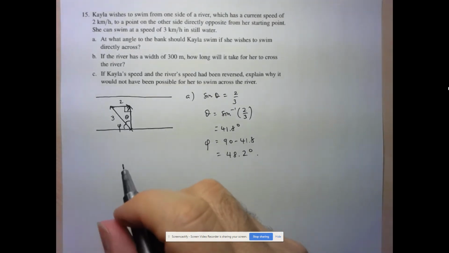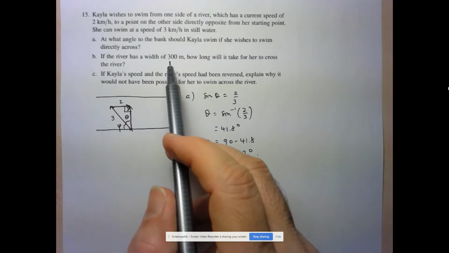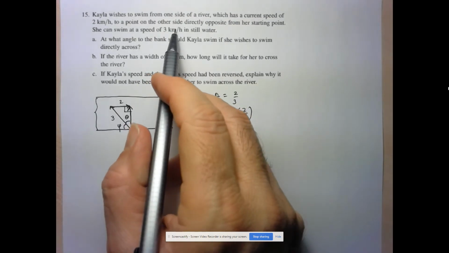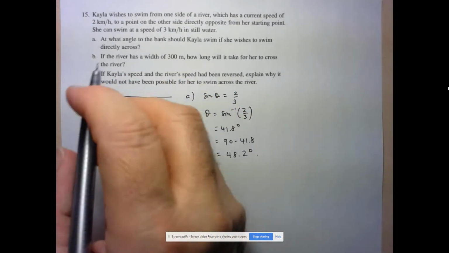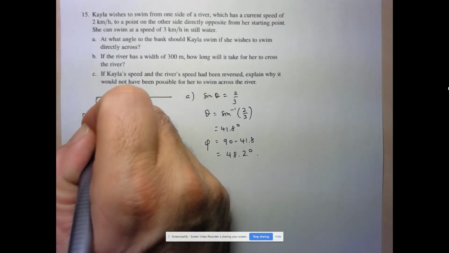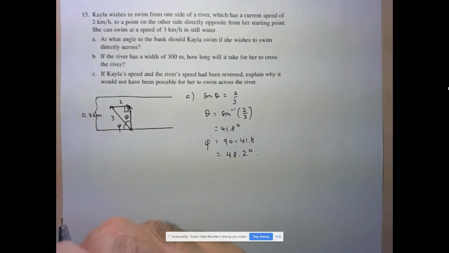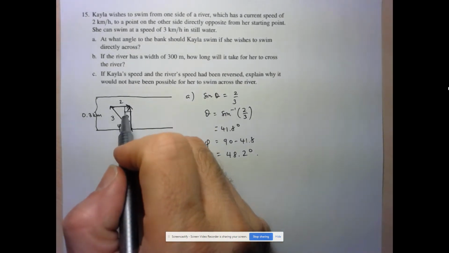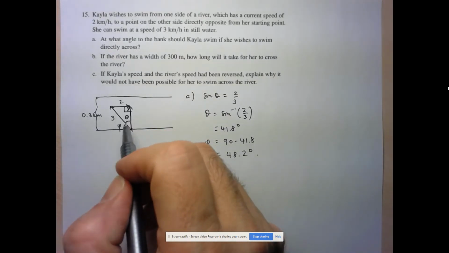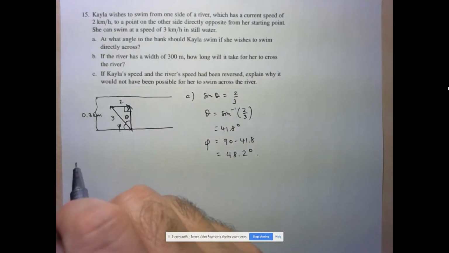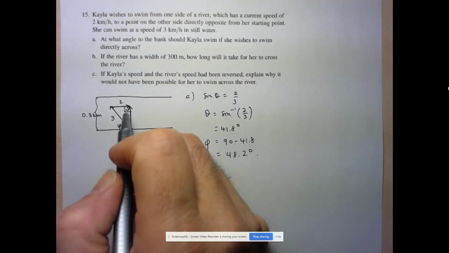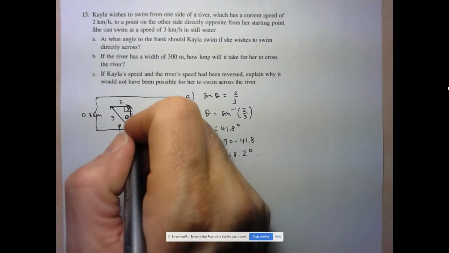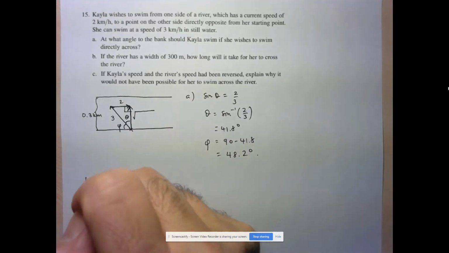Let's take a look here at B. It says if the river has a width of 300 meters, so they're giving us the width of the river. I've got to be careful because they're giving it to us in meters, but our velocities are in kilometers. So I'm going to write this as 0.3 kilometers instead of 300 meters. How long will it take for her to cross the river? Well, if I can determine the magnitude of the velocity vector, which is going to be really easy to do here, then I'll have the distance traveled and the velocity at which she's traveling, and I can calculate the time from that.